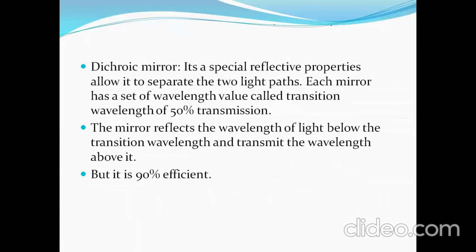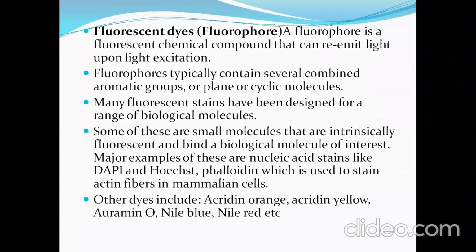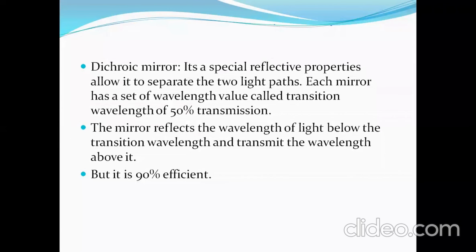And the dichroic mirror has special reflective properties that allow it to separate the two light paths. Each mirror has a wavelength value called the transition wavelength of 50% transmission. The mirror reflects the wavelengths of light below the transition wavelength and transmits the wavelengths above it. But it is 90% efficient. So these are the basic principles of the fluorescence microscope.